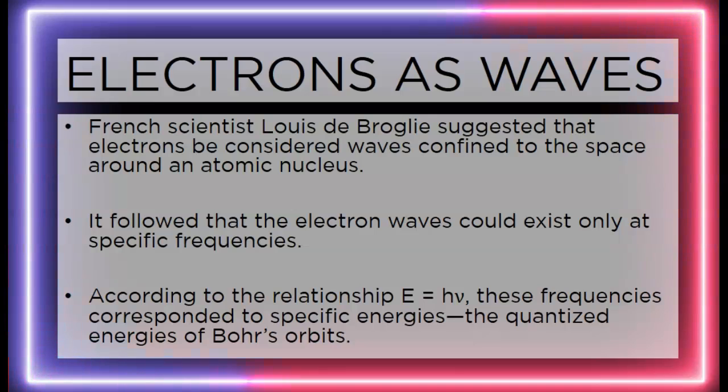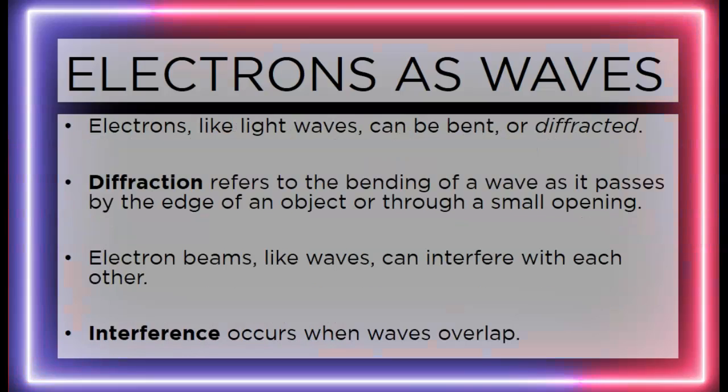And he noted that the electrons could only exist at certain frequencies, and these frequencies were related to the energies, like that equation we have, E equals hf. And these orbits correspond to those various frequencies. When we watched the Dr. Quantum video, we saw that electrons could be bent like waves or diffracted.